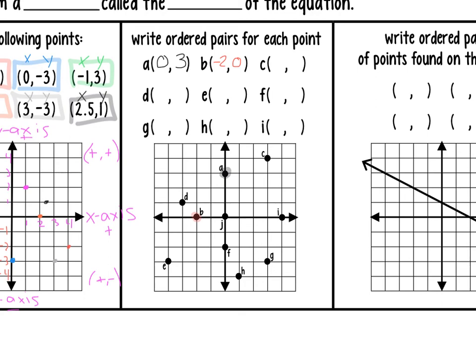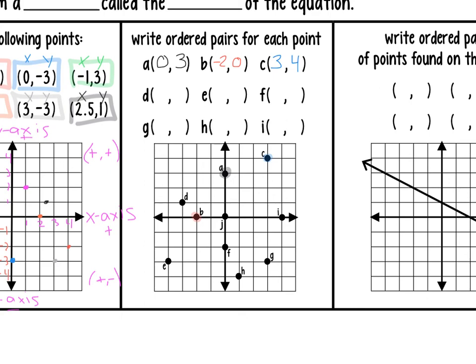The next ordered pair is C, which is up here in quadrant 1. So for that, we went 3 units to the right of the origin, so our x is positive 3. And then we traveled 4 units up, so our y is positive 4.